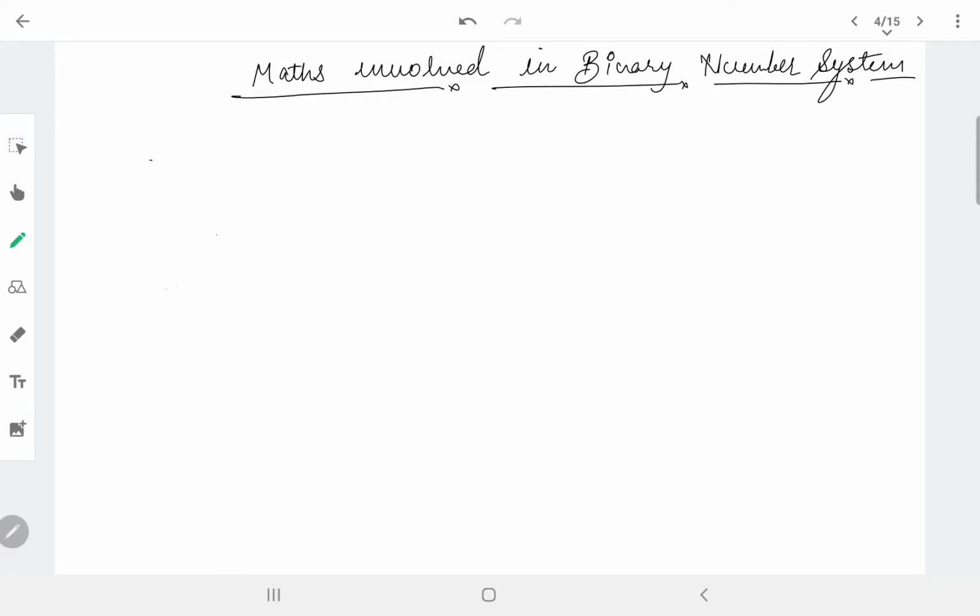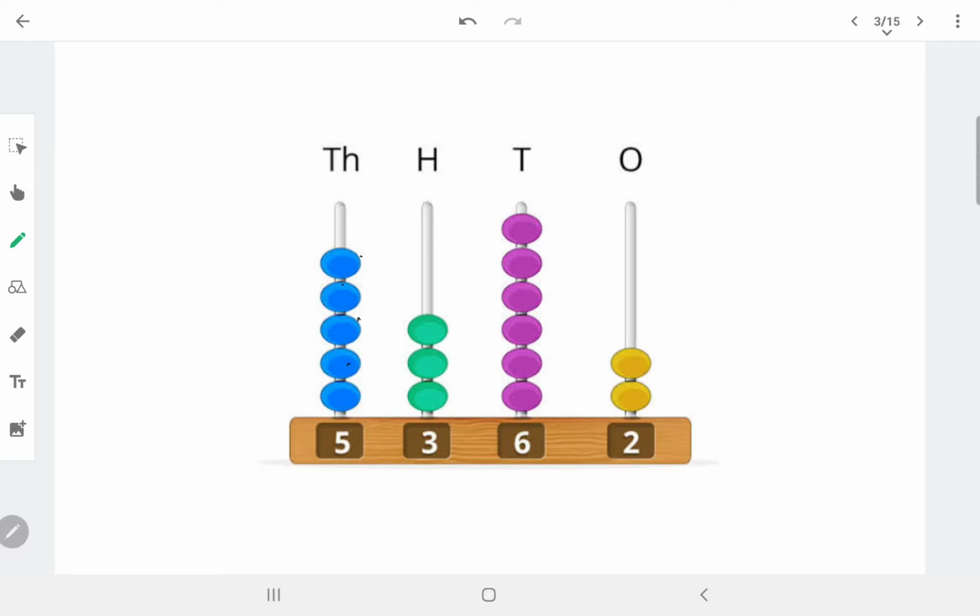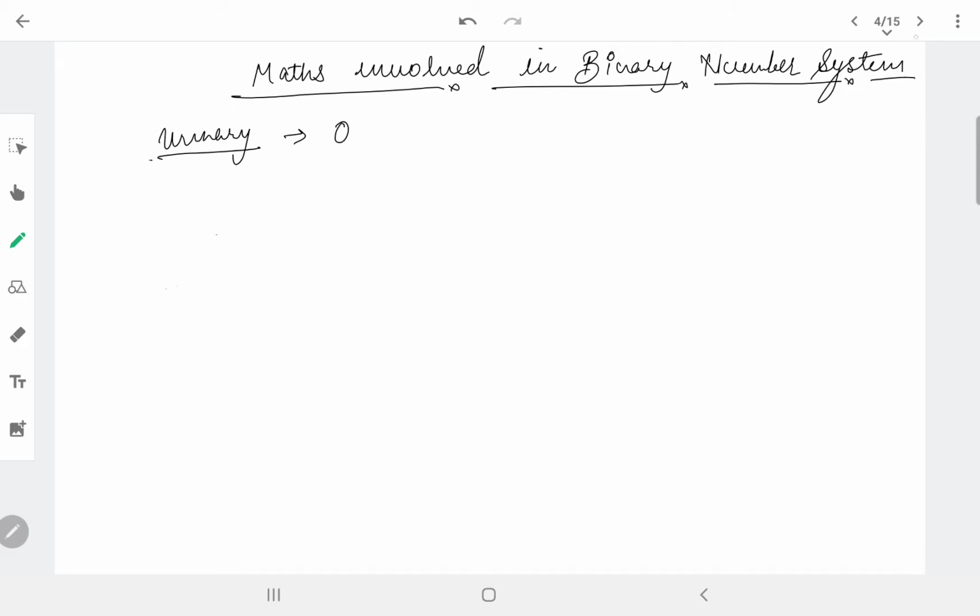Hey, welcome back. So before starting IPv4 addressing directly, let's first see some mathematics involved in the binary number system. So long back, the number system used was the unary number system. Here the symbol used was only 0. We can see here in the abacus, in the unary number system to represent 5, we had 5 symbols. To represent 3, we had 3 symbols. So this is the way in ancient times numbers were represented.